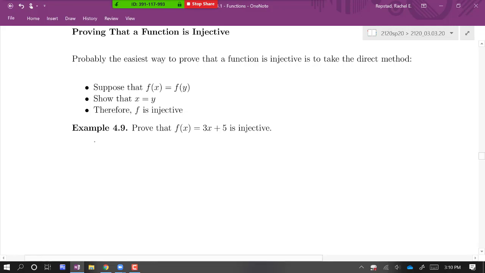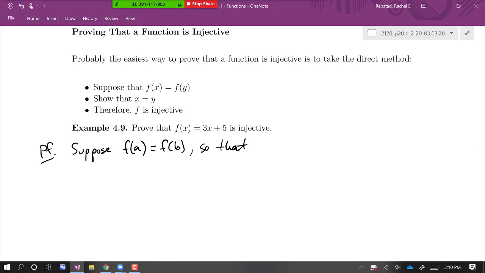So let's suppose that f of a is equal to f of b. Or you can use f of x and f of y if you like. So that gets us an equation, right? They gave us a function. f of x is 3x plus 5. So f of a is 3a plus 5 is equal to f of b, which is 3b plus 5.